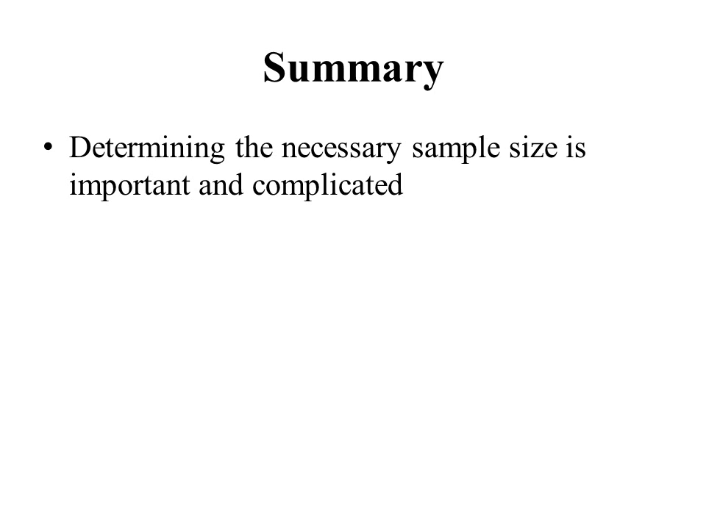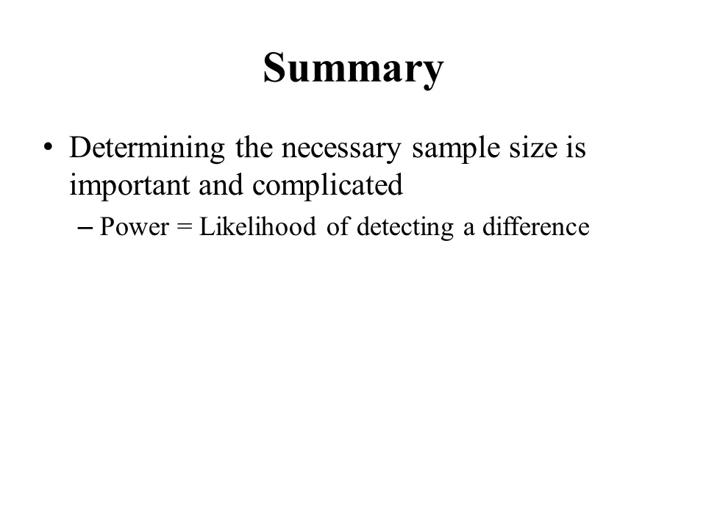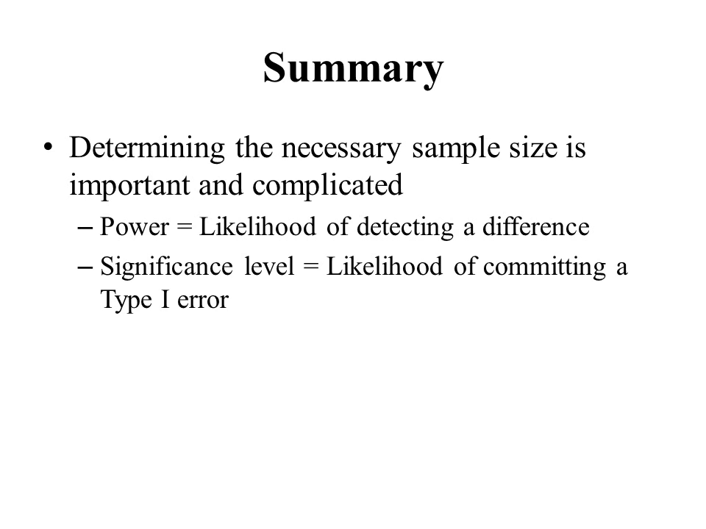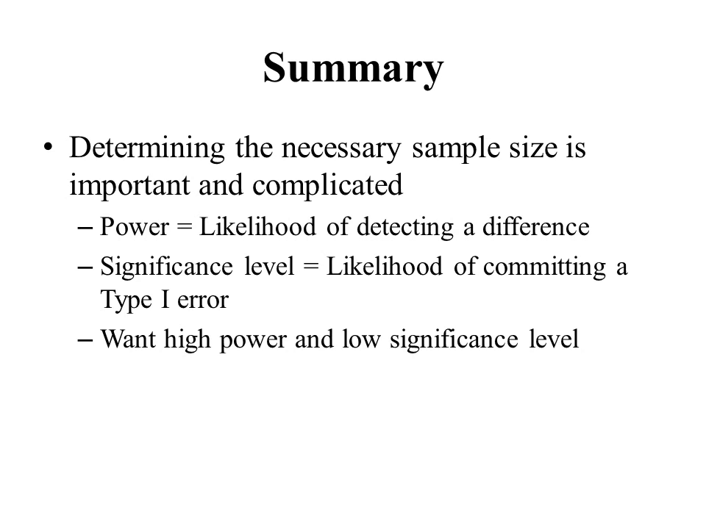So to kind of summarize these calculations and these past few lessons, determining the necessary sample size is important, and as we've seen, it's very complicated. There's lots of different issues involved here. There's the power, which we can think of as the likelihood of detecting a difference. There's the significance level, which is the likelihood of committing a type 1 error. And so we want a high power and a low significance level, right? We want to be able to detect a difference, but we don't want to commit a type 1 error.